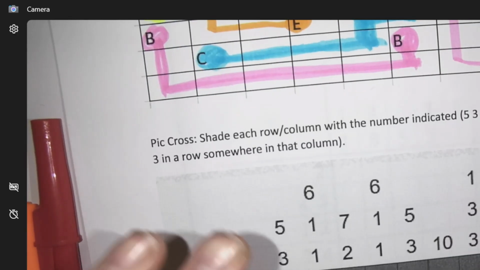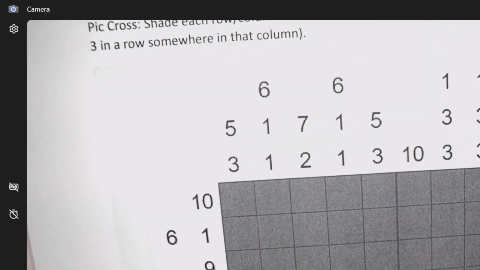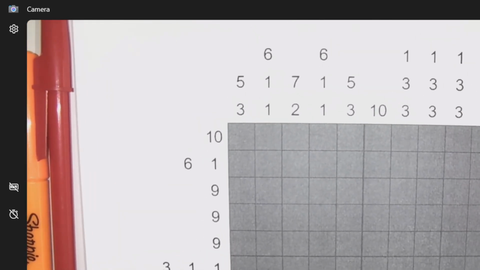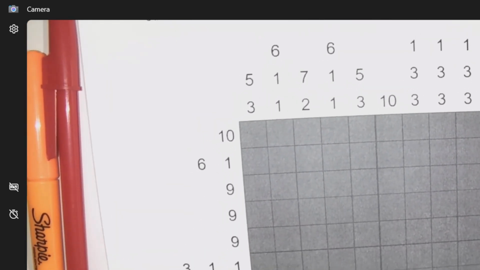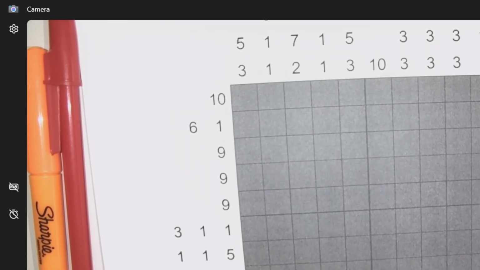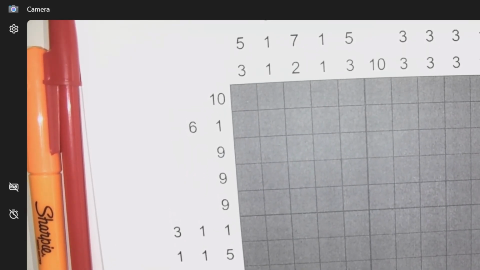Okay, the next one is called Pick Cross, and yep, I also play this one on the phone. I have a lot of logic going on. Okay, so this one is a shading one. It also makes a nice little picture of something that you have to guess at the end, like a puppy or a tree.